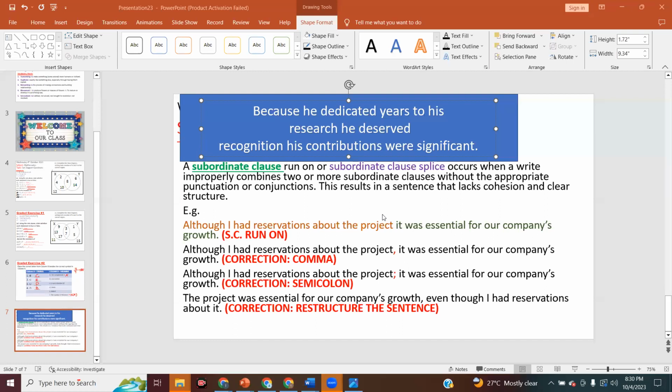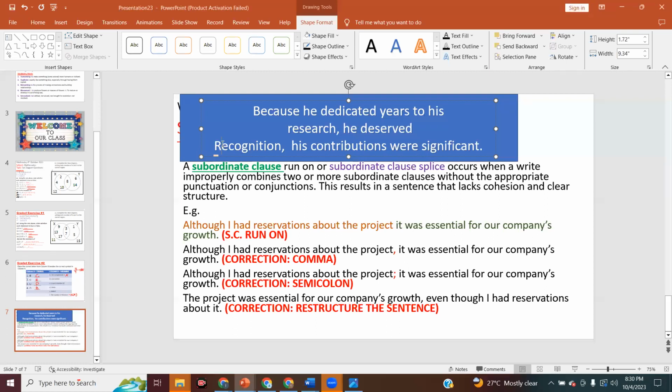Where would we put the first comma? Because he dedicated years to research, where would we put the first comma? After research, very good. So, because he dedicated years to his research, comma, he deserved recognition. Where do we put the second comma? After recognition. Yes, after recognition. Very good. Comma. And then we have, he deserved recognition. His contributions were significant.